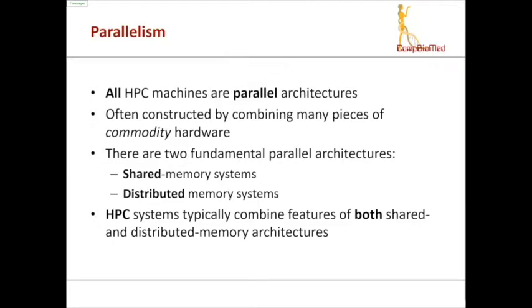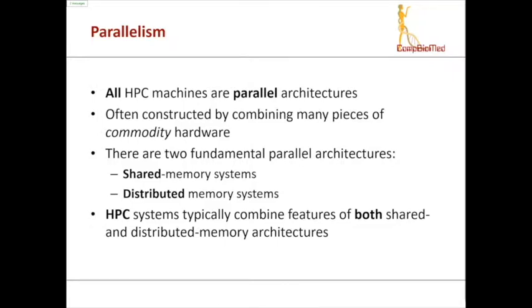So as I said, all high-performance computing machines are parallel in their architecture. And sometimes they're actually constructed just using commodity hardware. By that I mean you can go into a high street shop and buy these components off the shelf and build your own high-performance computing machine. So there are two fundamental parallel architectures. There's the shared memory system and the distributed memory system. And typically nowadays, HPC systems feature both of these architectures. But I'll describe these architectures now.